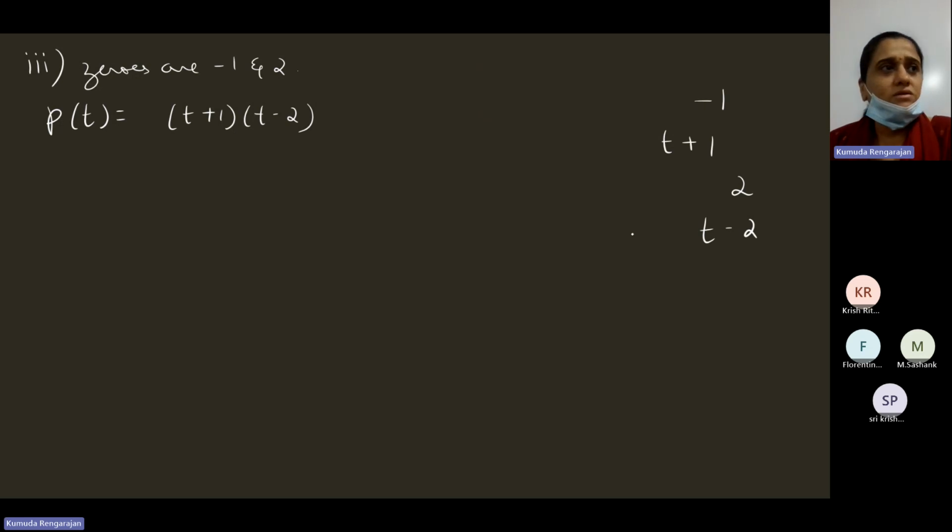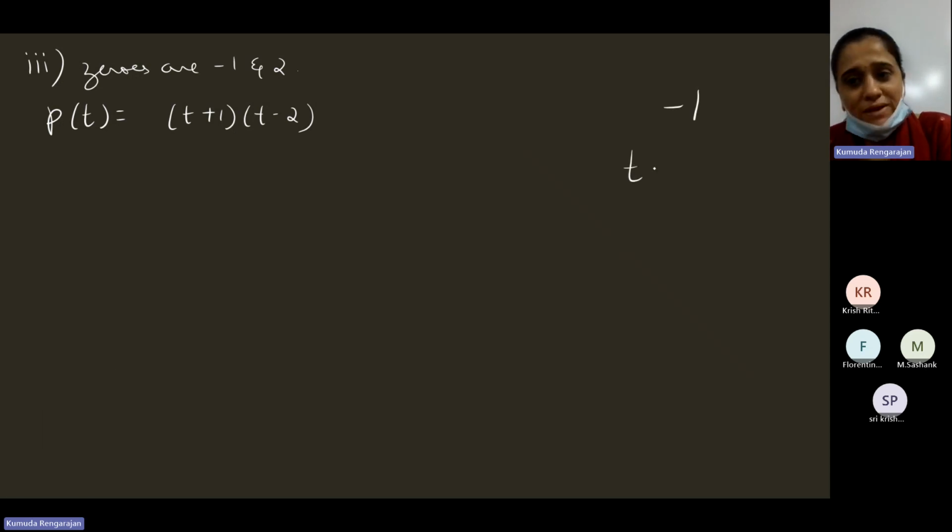Or you can use the standard form: x square minus sum of the zeros into x plus the product of the zeros. You can do it that way also. When you know the zeros, you can find the factors. The product of the factors will give you the polynomial. So if minus 1 is a zero, then take the opposite sign: t plus 1 will be a factor. If 2 is a zero, then t minus 2 will be a factor. Why t? Because the variable is t here, time, t seconds. Whatever is the variable.